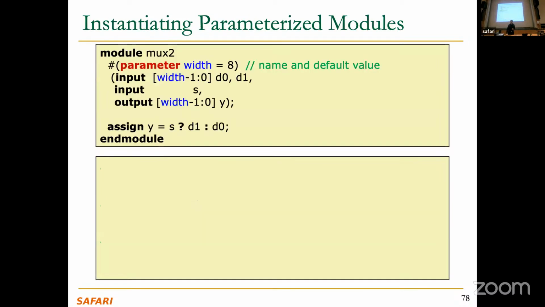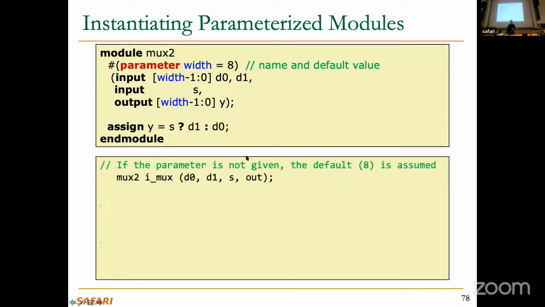Let's take a look at this example. This is the definition that I showed you earlier. And this is basically a two input 8-bit mux. Data inputs are 8 bits, because I didn't change the parameter. The parameter width equals 8 is the default parameter value.